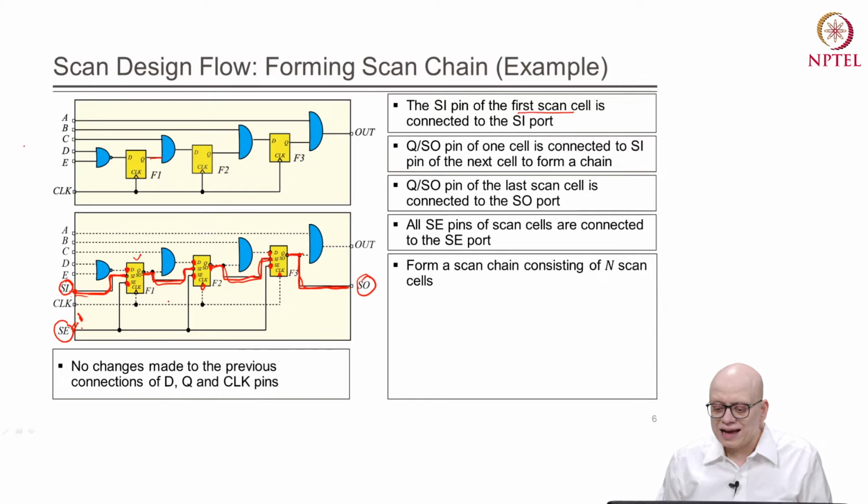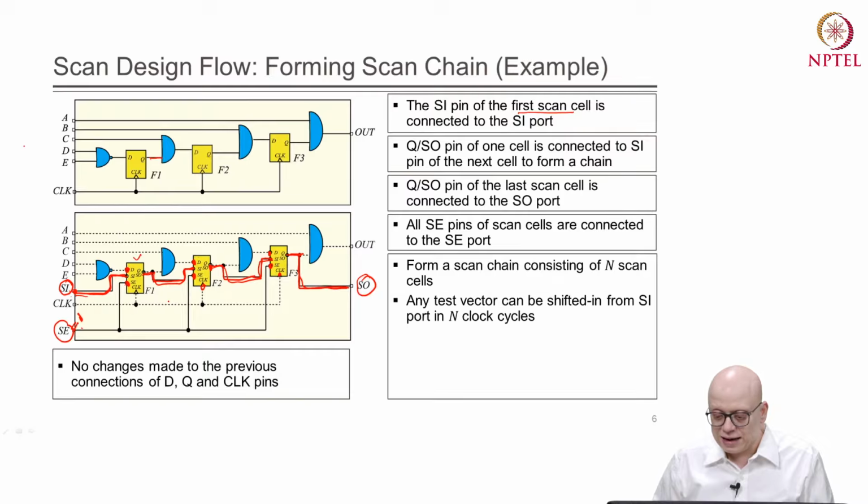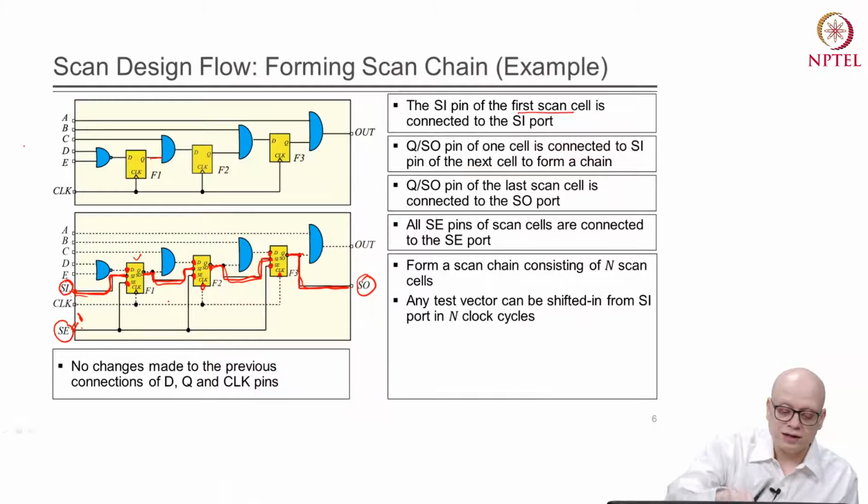So, we form a scan chain consisting of n cells. In this case, there are only 3, therefore, there are 3 cells in the scan chain, right. Any test vector can be shifted in from the SI port in n clock cycles, right. Suppose, for example, the initial value of all these flip flops was 0.